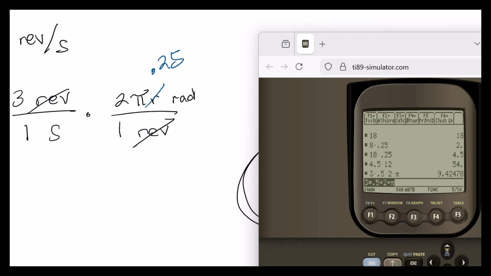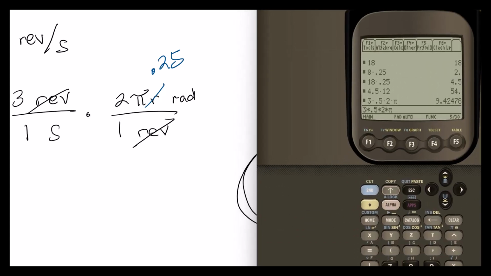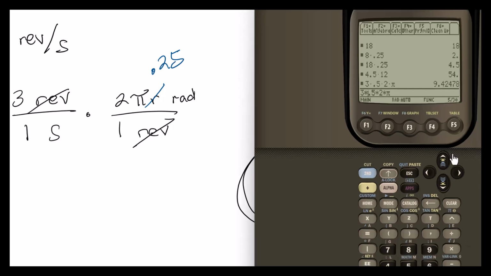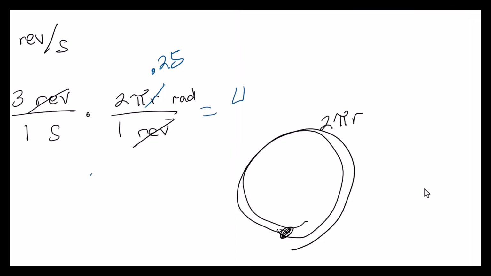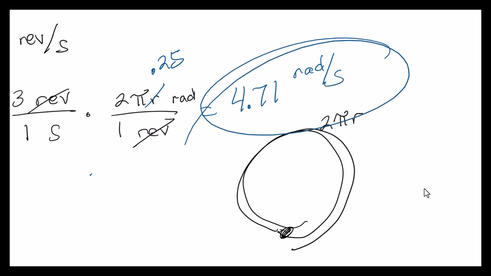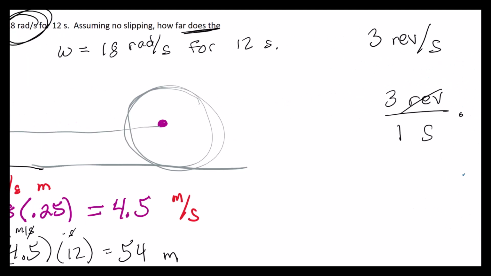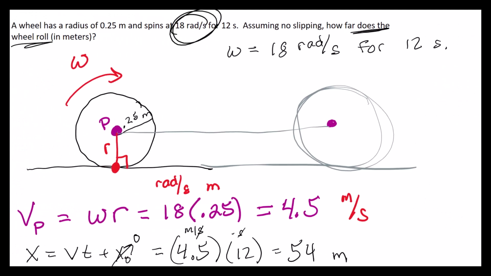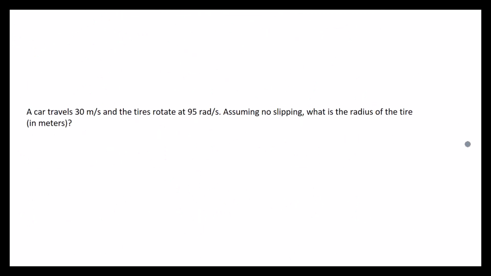So 3 times 0.25 times 2 pi, 4.71 rads per second. So you could solve the problem basically the same, just knowing to use rads per second instead of revs per second. All right, anything else interesting we can do with this problem? Let's leave that one for the moment. Now let's do this one.